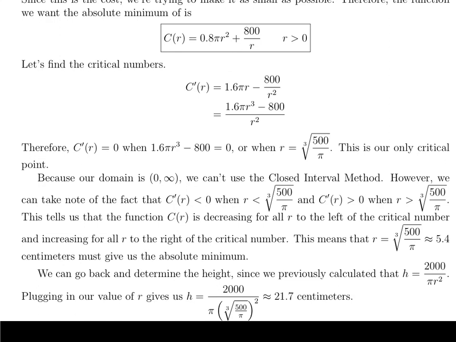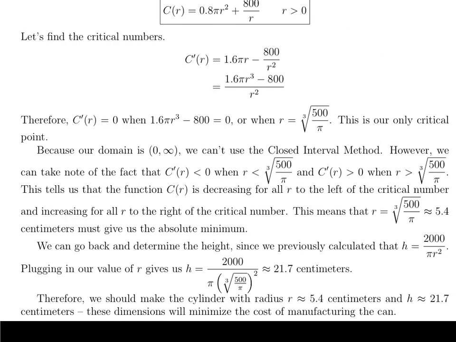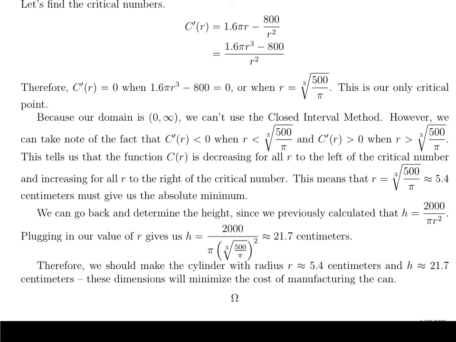Now we can also go back and figure out the height. We had calculated earlier that the height is 2,000 over pi r squared. So if we plug in this value of r and work out this number, we get a height of about 21.7 centimeters. So that's it. The conclusion is that we should make a cylinder with radius about 5.4 centimeters and height about 21.7 centimeters. Those dimensions will minimize the cost of manufacturing our can. Okay, that's all for now.